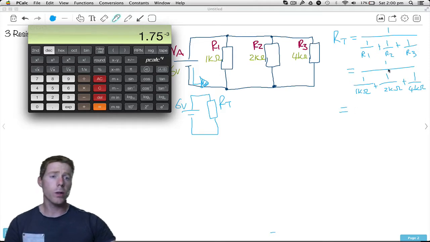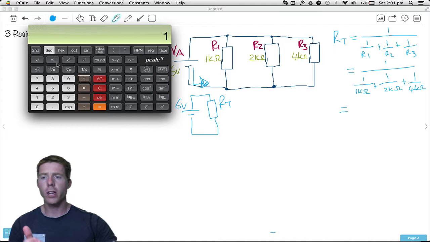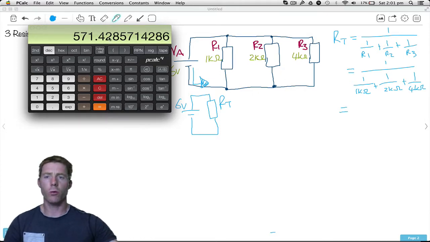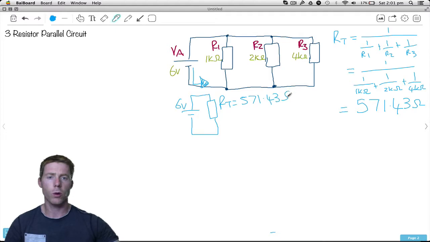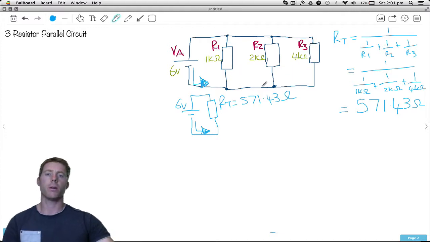So in order to get the answer, we now need to do 1 divided by what we just found. On your calculator, you should have a second function or a shift function. So do 1 divided by the last answer. Equals, and we're getting 571.4, and we'd round that up to 571.43 ohms. So this resistor here, if we were to make that a 571.43 ohm resistor, the amount of current we would get going there would be exactly the same as these three in parallel. Exactly the same.